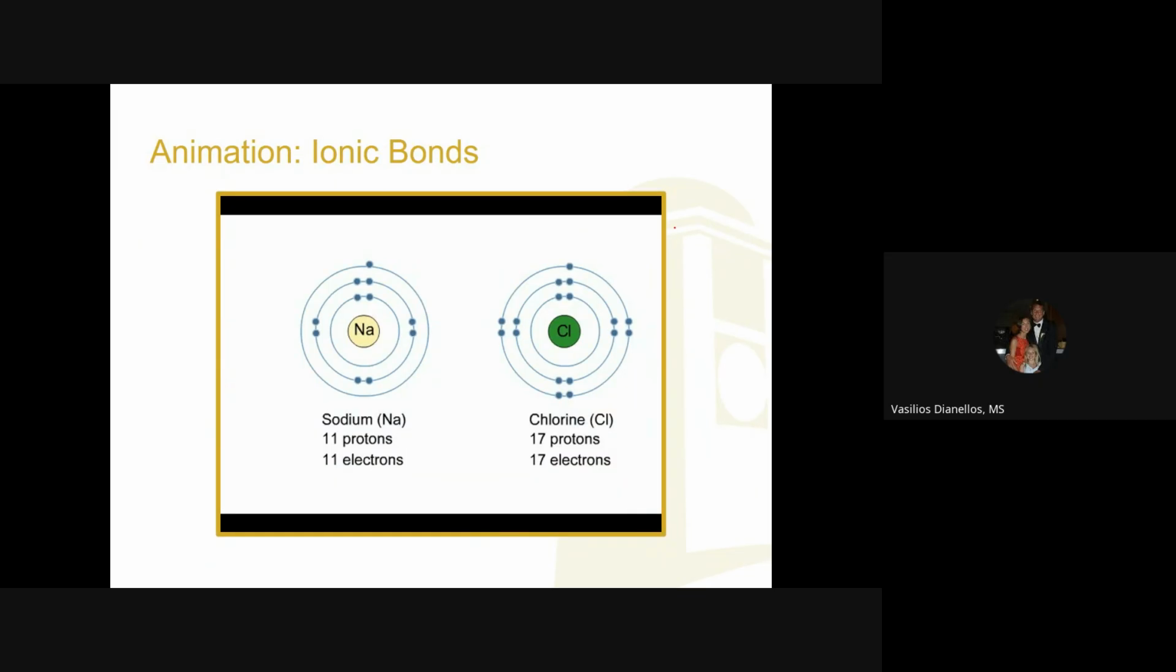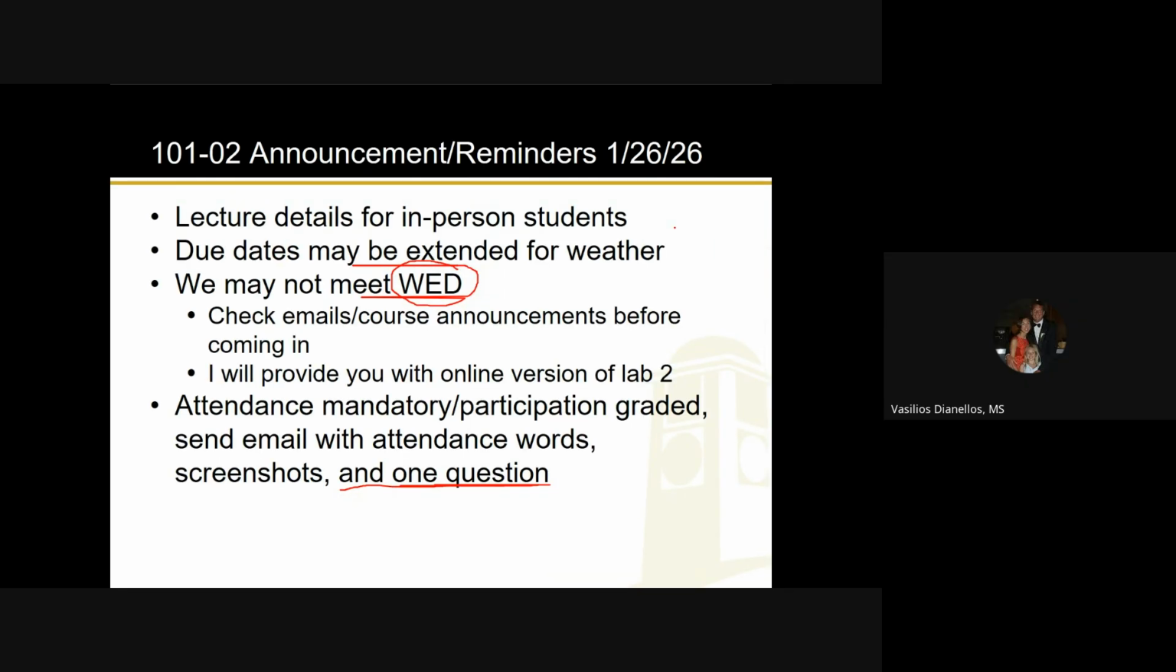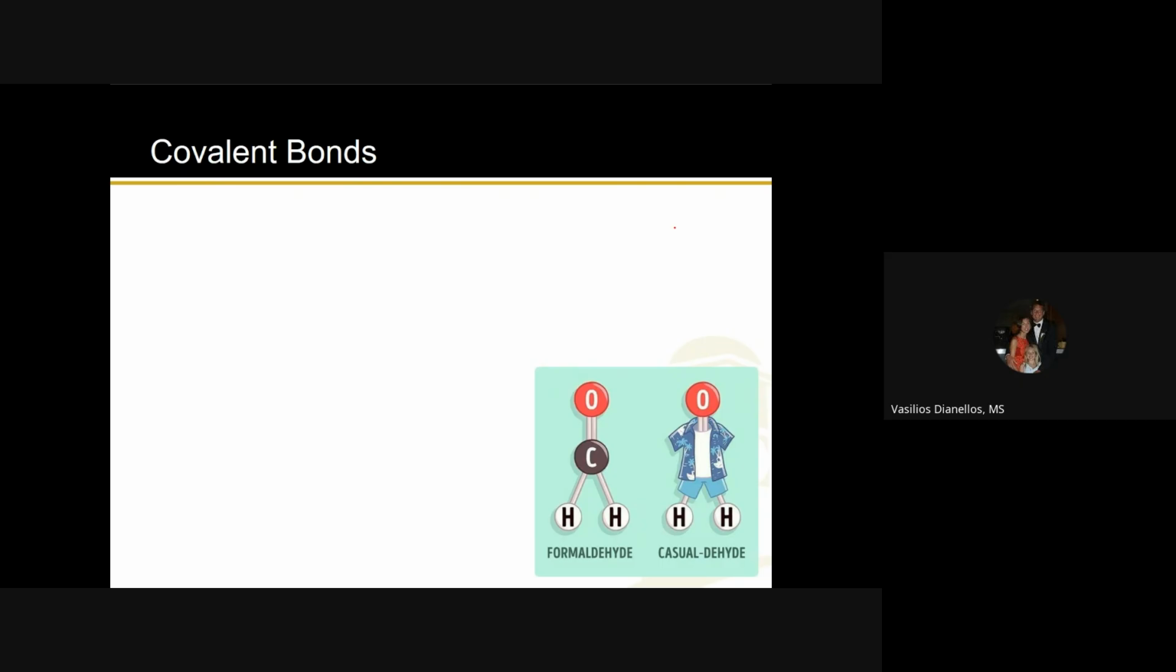Watch it being animated. We've already talked about the announcements and reminders, so finally we are caught up with about 40 minutes left.